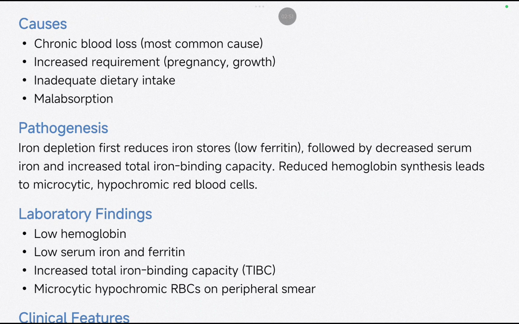What are the laboratory findings? First is low hemoglobin, second is low serum iron and ferritin, third, increased total iron binding capacity, and fourth, microcytic hypochromic RBC on peripheral smear. In CBC, one of the important parameters which is present is hemoglobin. Serum iron and ferritin are specialized tests which are gold standard. If the doctor wants to go to the next level to understand why there is anemia, he can order that.